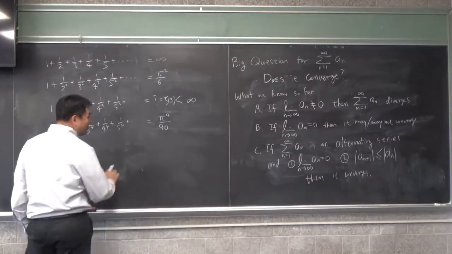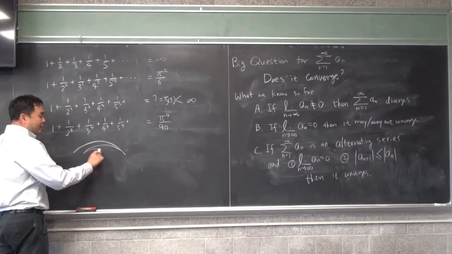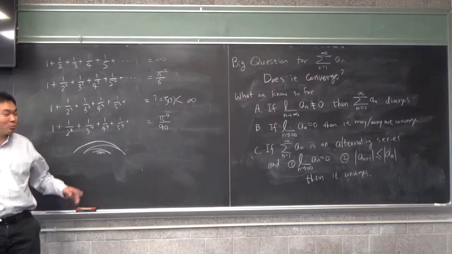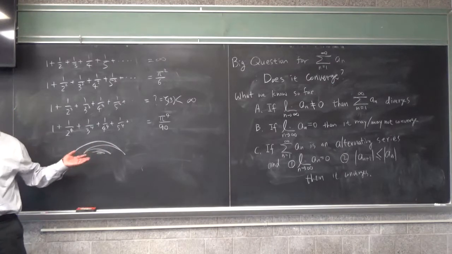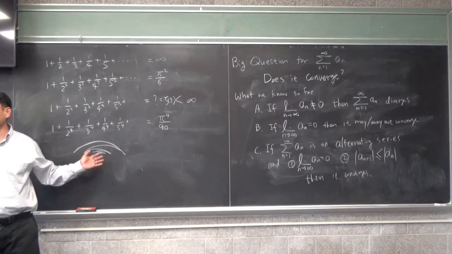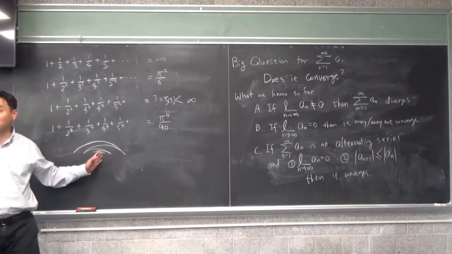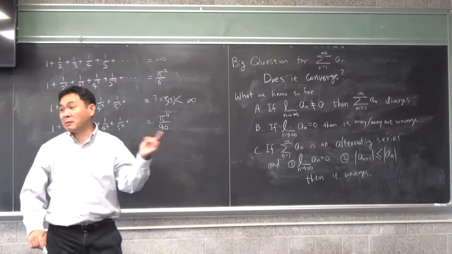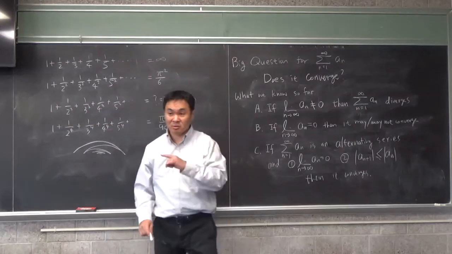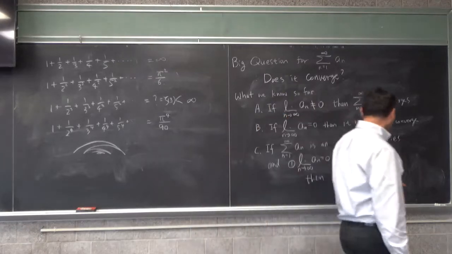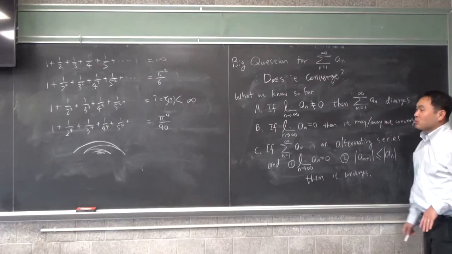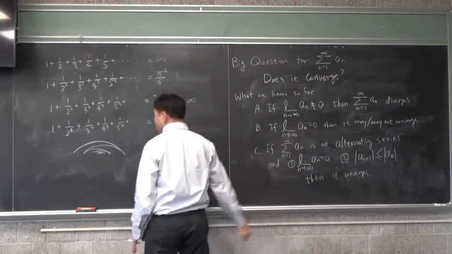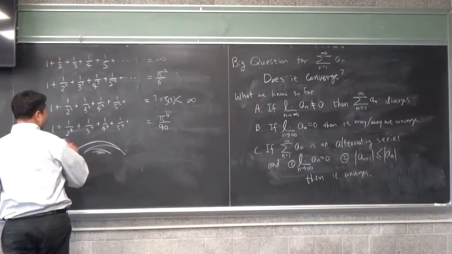And the picture for that was like you're jumping back and forth, back and forth, and let's say it's a frog, it's losing energy as it's jumping. So gradually it would be converging to some value. That's what happens when you have an alternating series. But other than that, we don't know what happens if the limit of the sequence goes to 0.